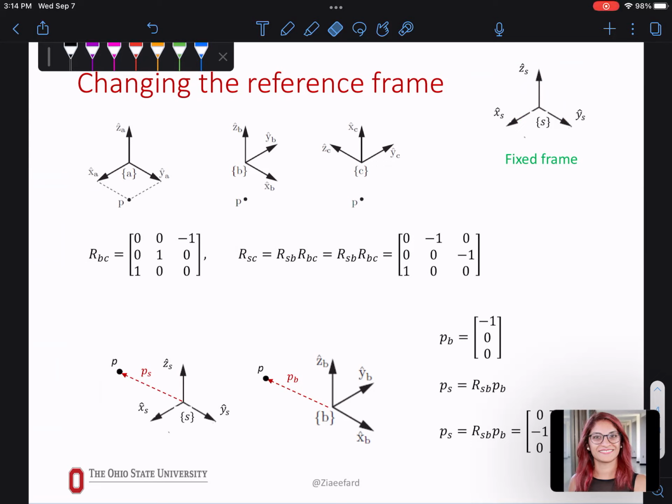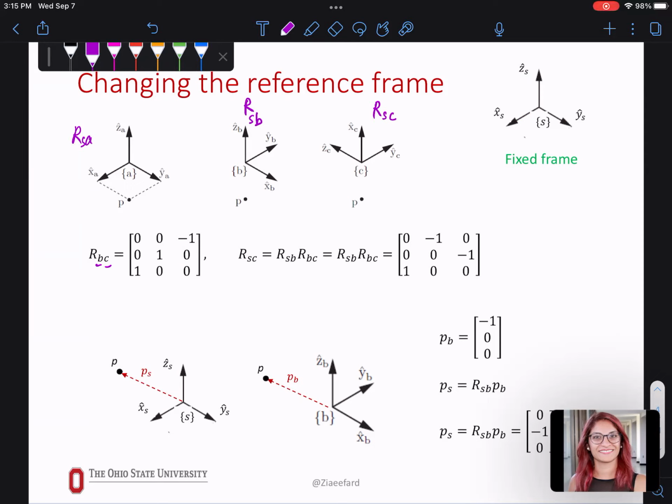One way, if we want to find RBC, let's say we have RSA, RSB, RSC. Let's say we have this, we just saw how to do that.